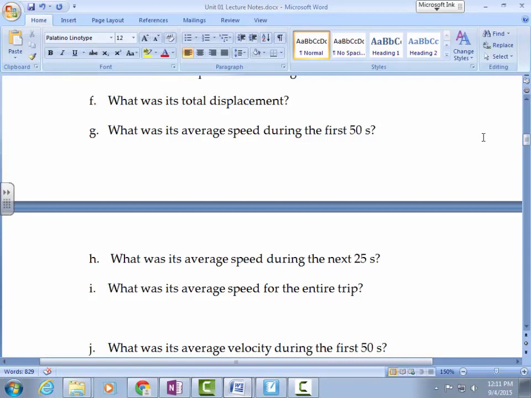It's going to be 250 divided by, what's the total time? 75. What is that equal to? So 3.33. Notice yet again that the average speed did not equal the arithmetic mean.